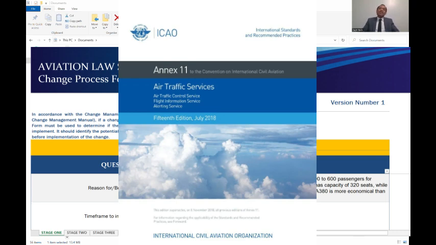Annex 11, my pet peeve area, air traffic services. In 1944, when the Chicago Convention started out, there was nothing known as air traffic control. People flew around in their planes because there weren't many planes. But now the skies are congested and tight.